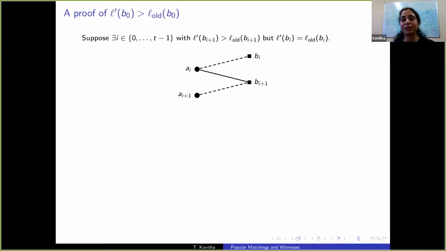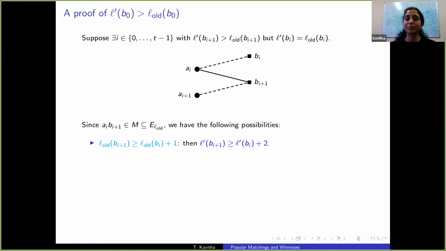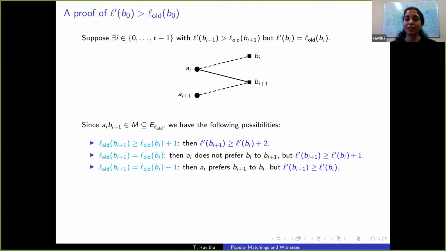So let's move higher. Suppose there is an index I such that L prime Bi plus 1 is strictly larger than L old Bi plus 1. However, L prime Bi equals L old Bi. Then in fact, we again have three possibilities. And in each of these three possibilities, we get the same conclusion that the edge, the dashed edge AI Bi, ought not to be present in G L prime either. So let's go through these three cases.